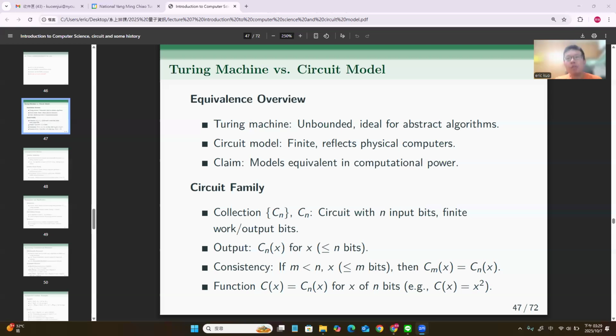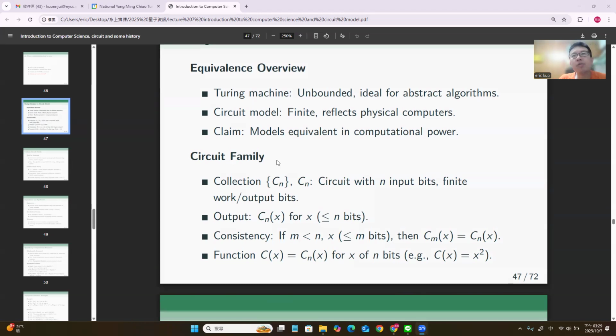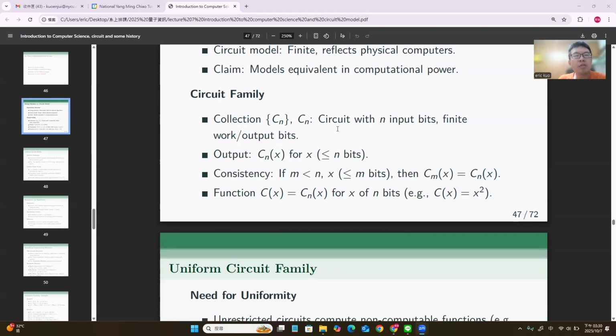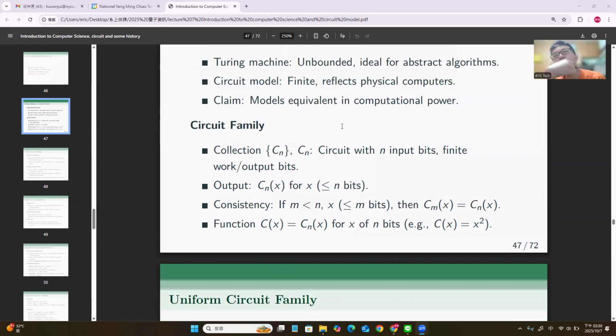Hey, what's up, guys? So we'll keep discussing this Turing machine versus so-called circuit model. We will first say something about the so-called circuit family. By the way, we already defined Turing machine and circuit. So one final technical thing is the so-called circuit family.